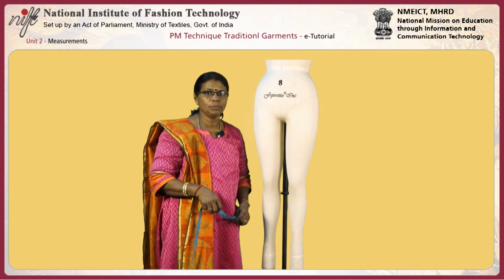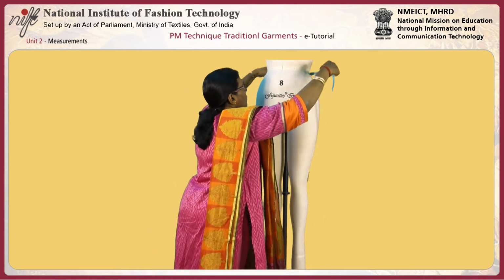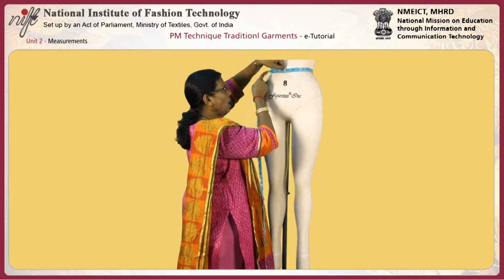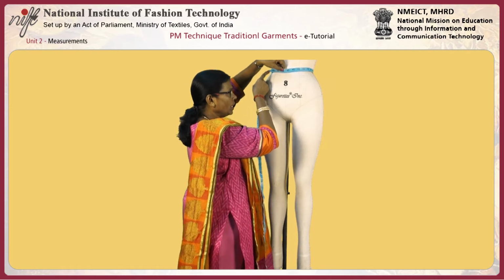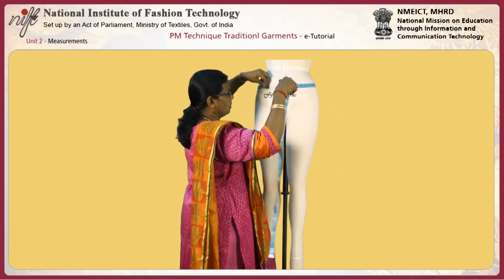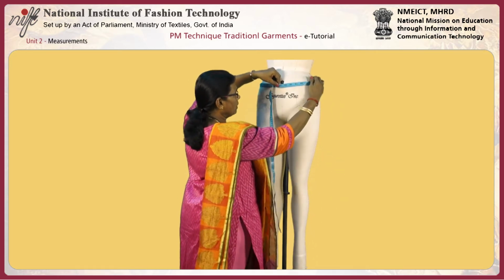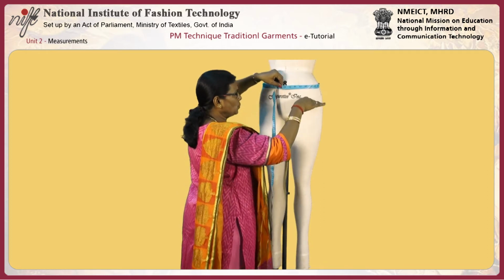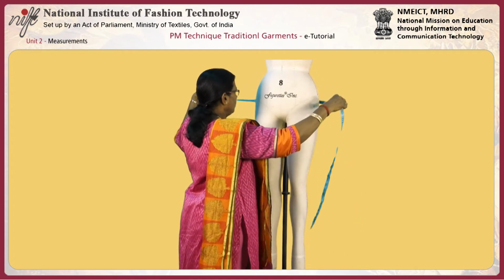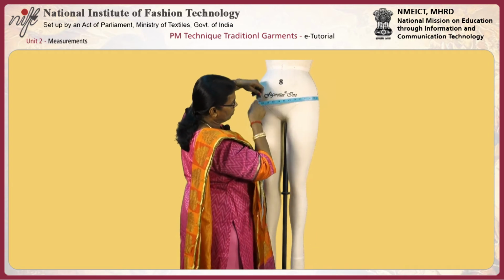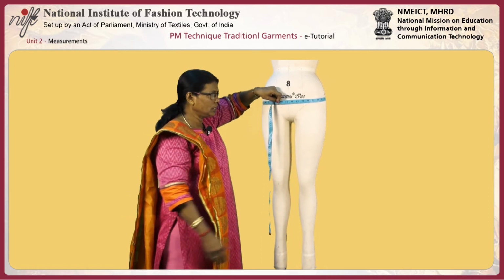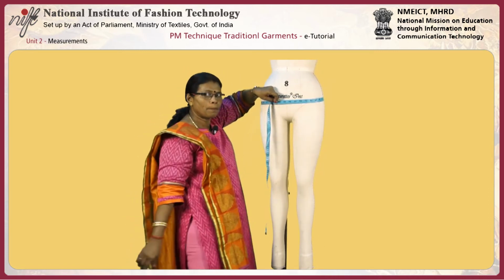Next, circumference measurements. Waist round or circumference at waistline with one finger ease, and abdomen round at the abdomen line, which is mid of waist to hip. Then hip round is on the hip line with one finger ease at the prominent shape of the body.